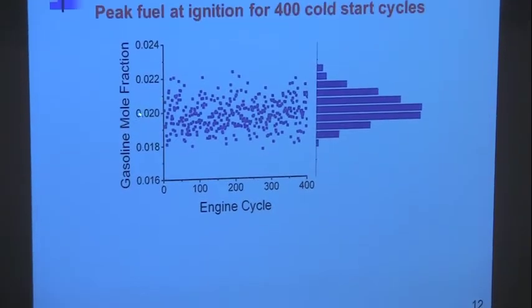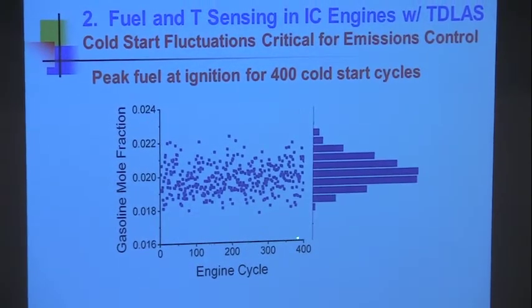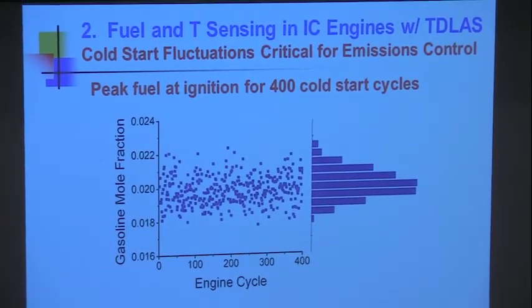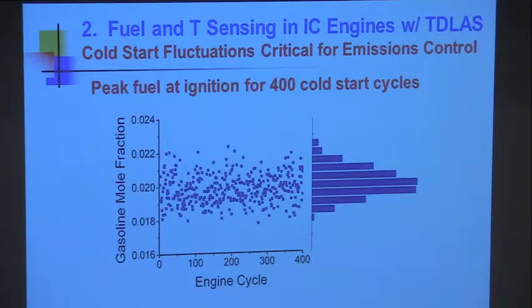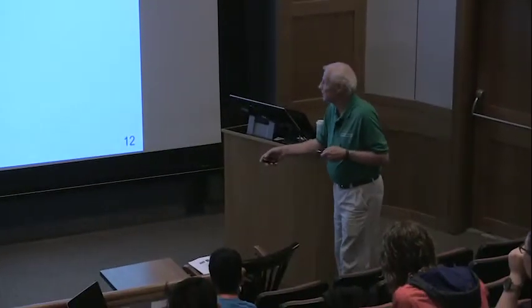Notice the scale here. It's like 0.02 plus or minus about 10% over the first 400 engine cycles. Most of this scatter is not the error in the measurement. It's the actual cycle-by-cycle variation. So when they saw this distribution, which is actually pretty narrow, they were really happy. How else would you get this information? How would you get the cycle-by-cycle fuel-air ratio at the spark plug in cold start? So that was pretty impressive.